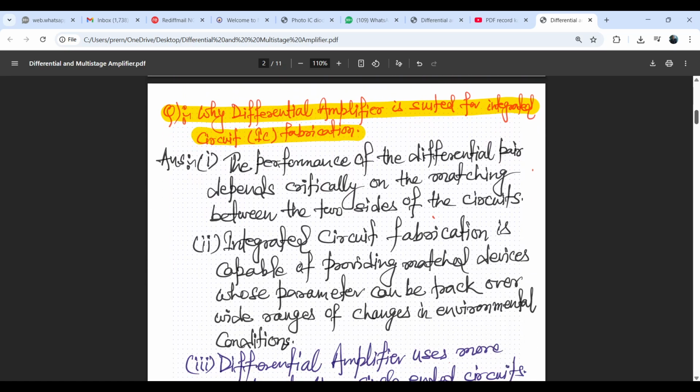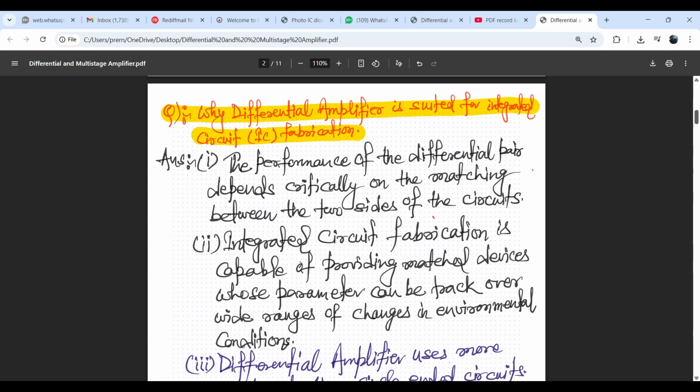So now the first point is why the differential amplifier is suited for integrated circuit fabrication. A very important question, and I have collected this concept from the microelectronic circuits book. The very first point is the performance of a differential pair depends critically on the matching between the two sides of the circuit. Basically, in a differential amplifier there are two halves which are matched.